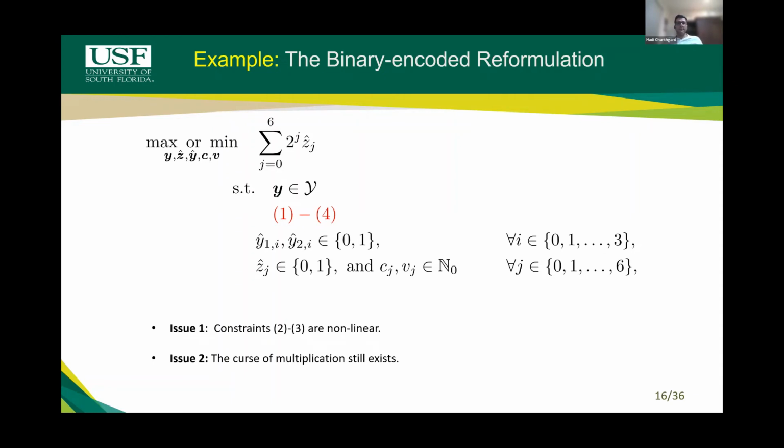So now there are 2 basically issues with this formulation. The first issue is that constraint number 2 and 3 are still nonlinear. And the second issue is that we didn't solve the case of multiplication, because this objective value that we have here is nothing but the binary encoded version of the same objective value that we had before. So I promise you that I will resolve that case of multiplication, but I ended up just generating a new formulation for the same problem, but a little bit more complicated. So let's see how we can resolve these issues.